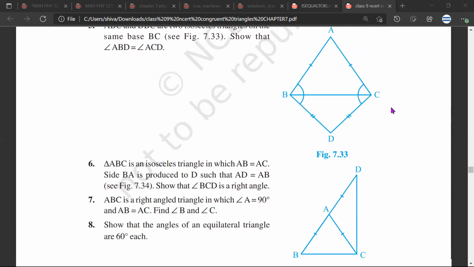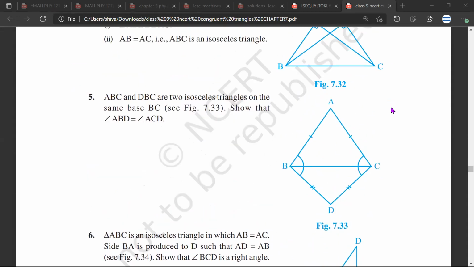Let us try to do another easy question. Same isosceles triangle only.